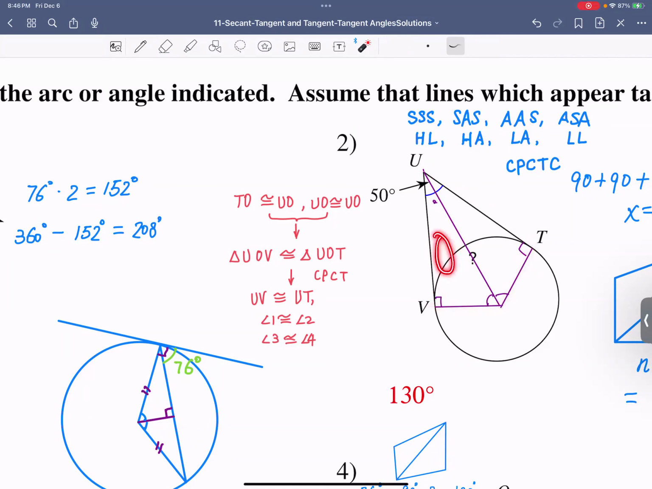How do you say these two right triangles are congruent by which? Hypotenuse leg. Good, excellent. You have the hypotenuse equal by reflexive, you have the radius equal by definition of a circle, so you have hypotenuse leg and these two are congruent. When these two are congruent, you can see these two angles are equal because of CPCTC. Very good. So this is 50, so each of them will be 25. Write down 25.